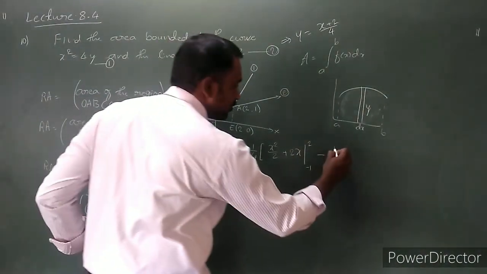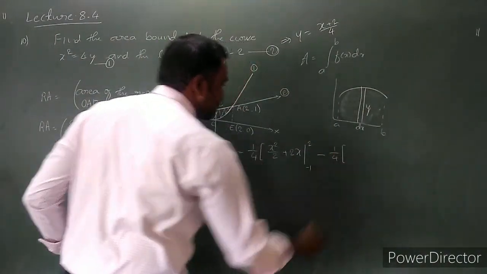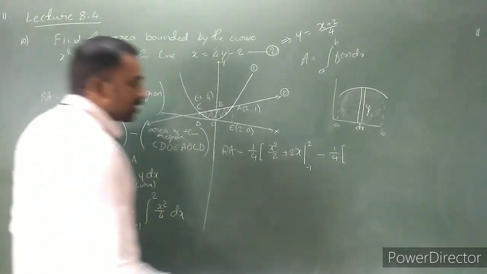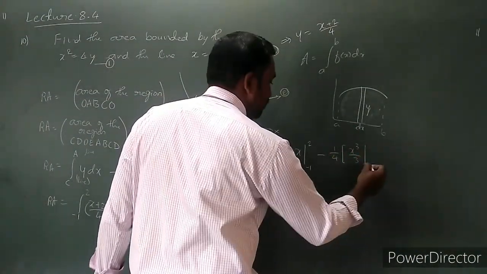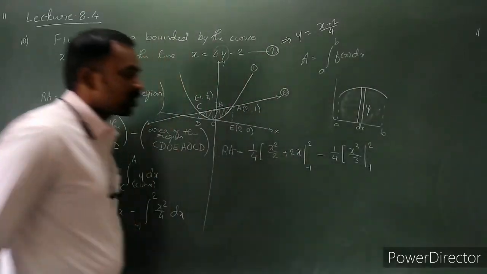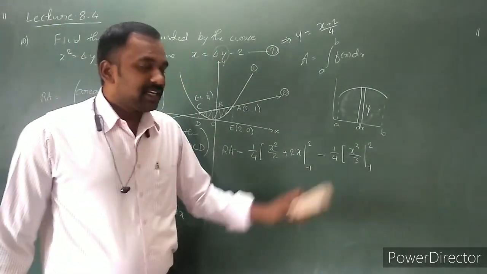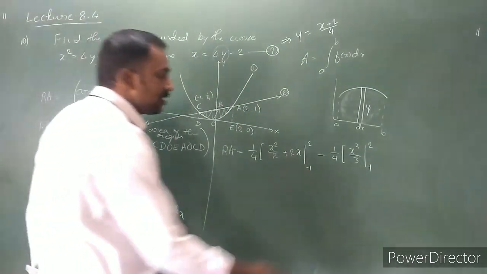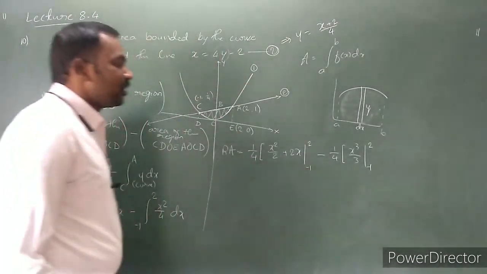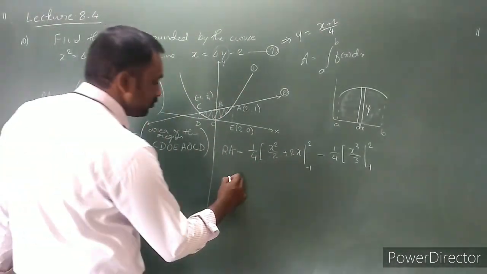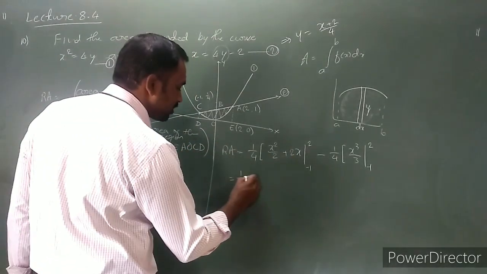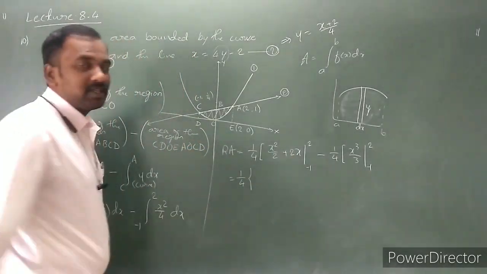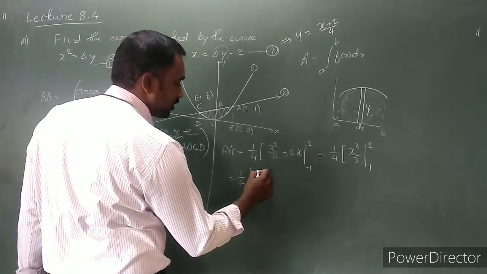Here also 1 by 4 is outside. Integration of x square is x cube divided by 3 from the limit minus 1 to 2. This is a definite integral, so I am not going to write the integration constant. Now apply the limits. Here also 1 by 4, here also 1 by 4, throughout we can take 1 by 4 as common. Now the upper limit. What is the upper limit?